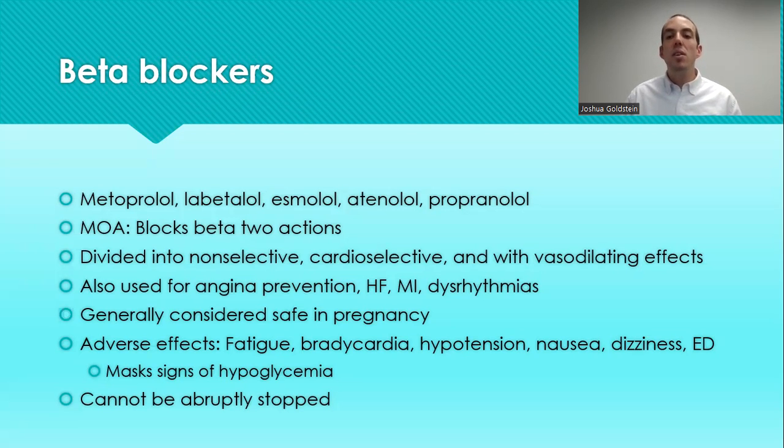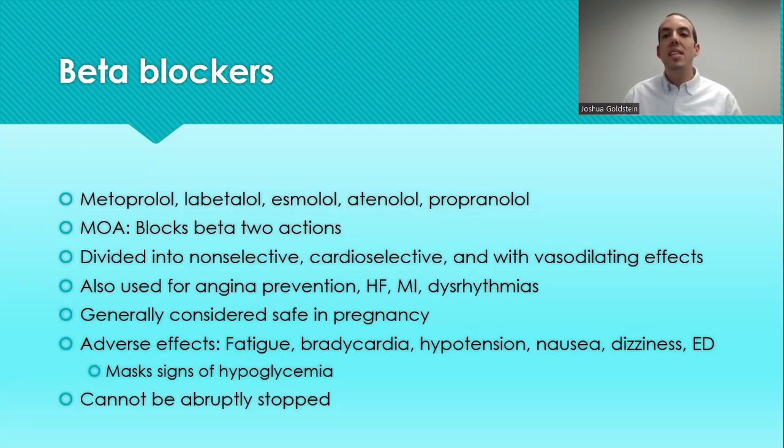And then finally, we have cardioselective with vasodilating effects. In this case, it's cardioselective in that it only affects beta-1, but it also blocks a little bit of alpha-1. Alpha-1, if you remember from your anatomy and physiology, is responsible for vasoconstriction. And by blocking alpha-1, we get vasodilation.